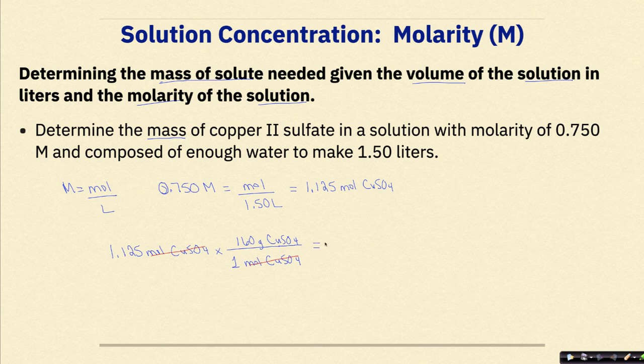So when I work this out, I'm going to have 1.125 times 160. And when I do that, I find that it is 180 grams of CuSO4. And again, I look back at my original numbers, 3 significant figures here. When I work this out on my calculator, it is 180 grams of CuSO4, so I'm going to just put a decimal right there to make it look all pretty and say, hey, look, I did it to the correct number of significant figures. So everything is good in the world. So in order to figure out the mass of the copper 2 sulfate, it is 180 grams.